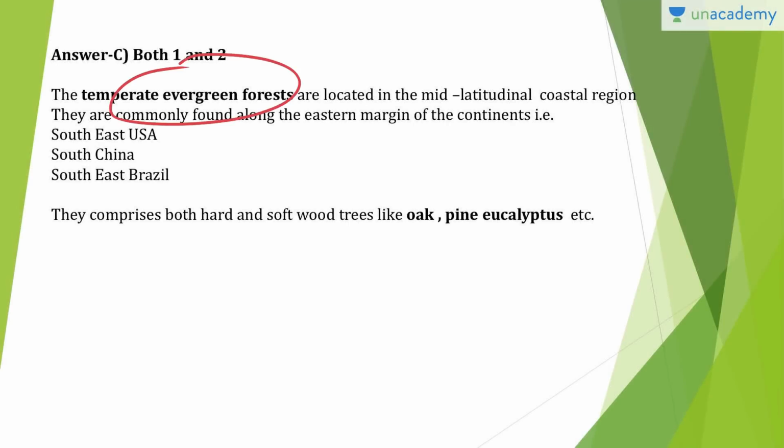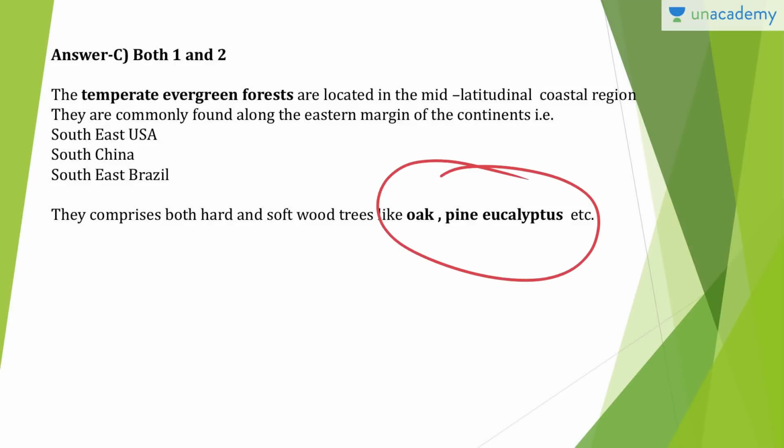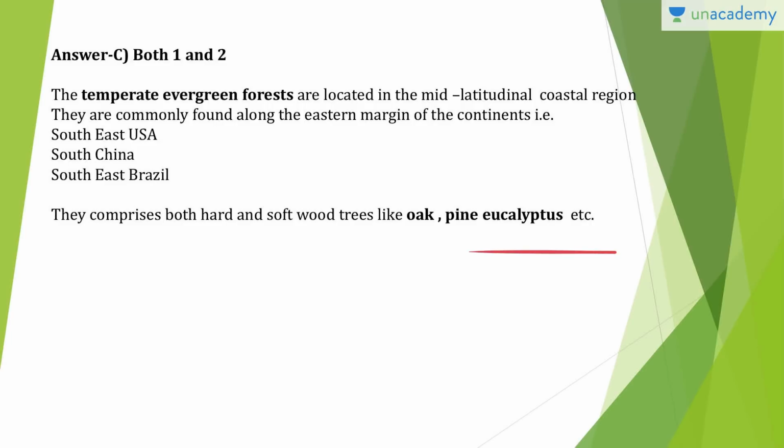So the temperate evergreen forests, they are located in the mid-latitudinal coastal region. They are commonly found along the eastern margins of the continents. For example, southeast USA, south China, southeast Brazil. And they comprise of both the hardwood and softwood trees, that includes oak, pine, eucalyptus, etc. So answer here becomes C, that is both 1 and 2.